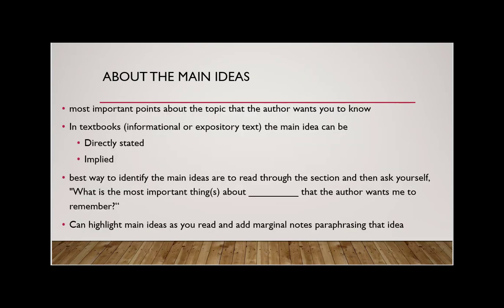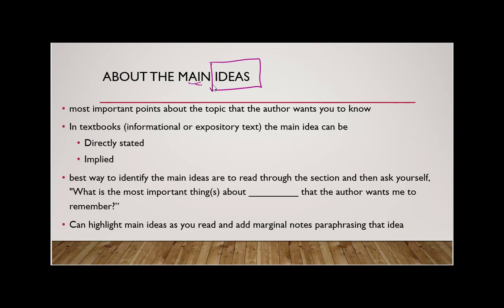In the second column, we're writing down ideas. And when we write down ideas, what we really want to do is pick out those main ideas, that main part under each subheading. And so a main idea is the most important point about that topic, which is that subheading, that the author wants you to know. So in textbooks, the main idea sometimes is directly stated by the author, and then sometimes it's implied. And what we mean by implied is that the author will give us a bunch of supporting details, and then we have to figure out what's the main point. How do all of those things fit together?